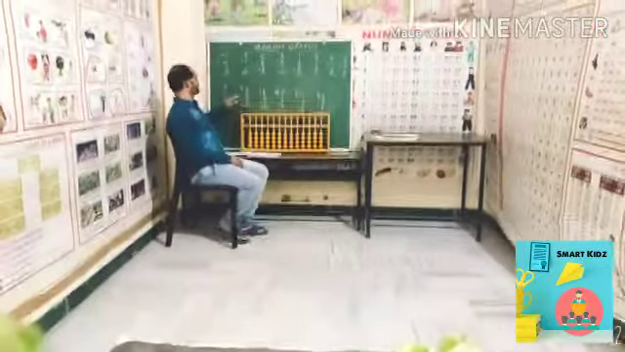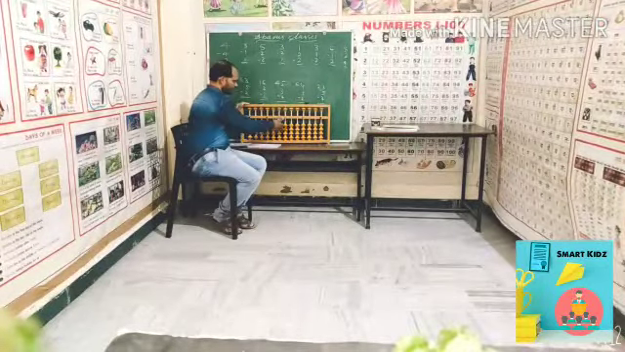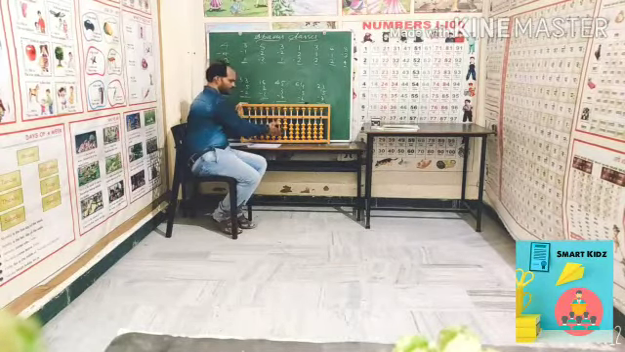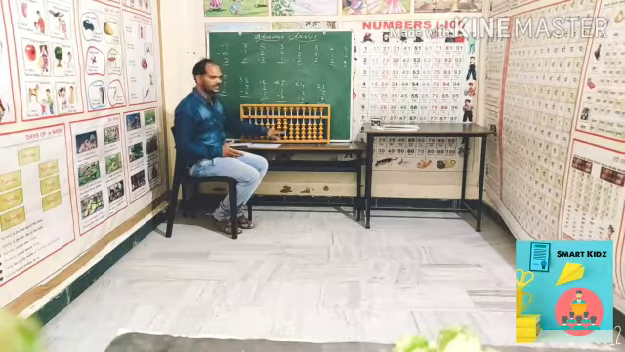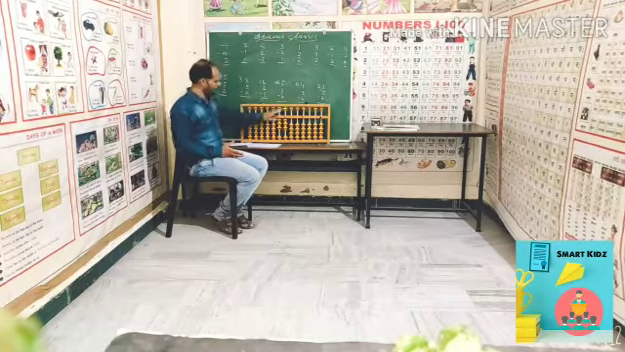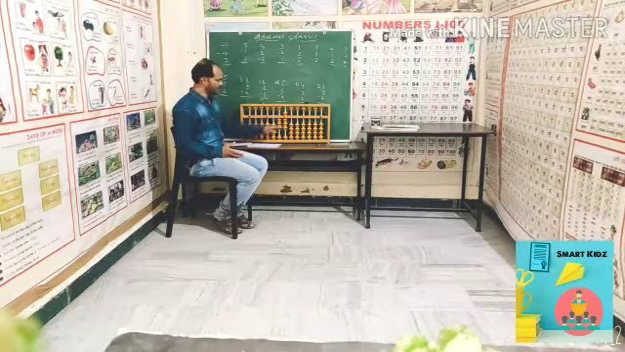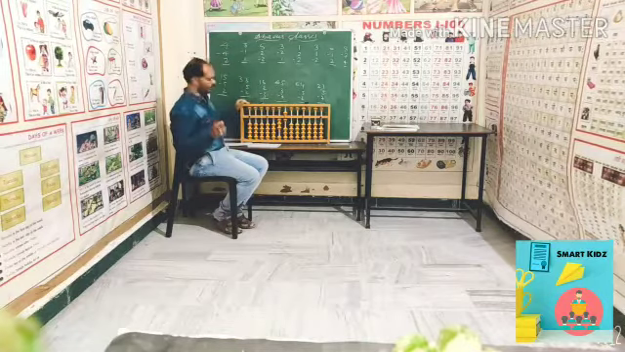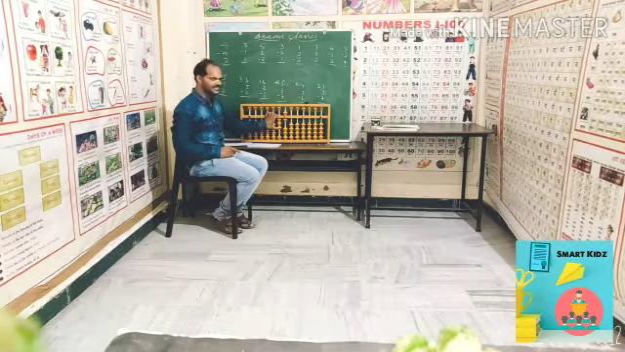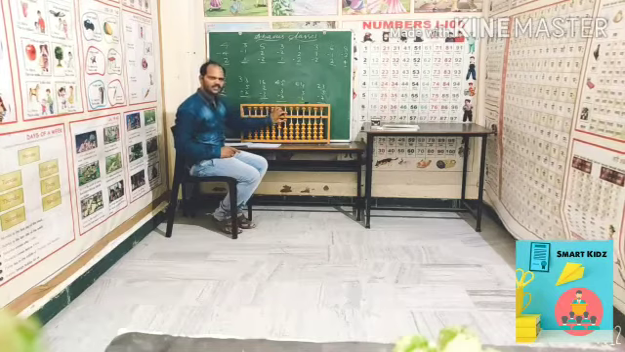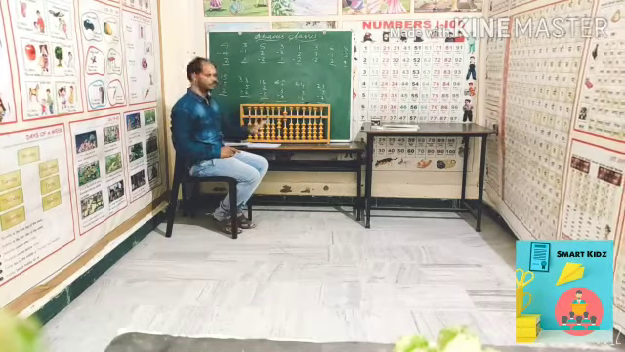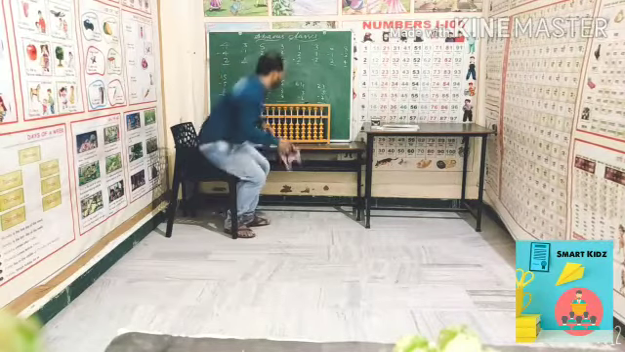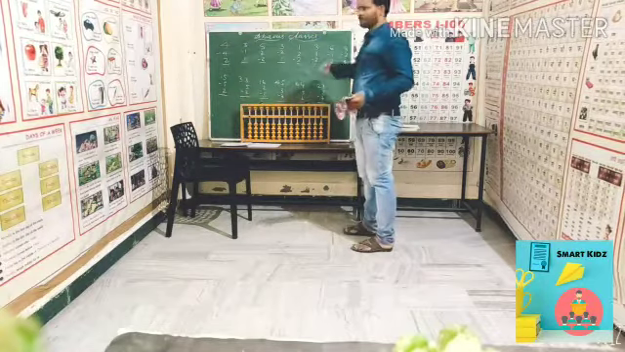For example, I am taking the test number 33. 3 on the units rod, 3 on the tens rod. This is equal to 33. Now you can see 5. So add 5. Now its answer is 38. Now minus 2. Put down 2 beads. Now you can see 3 on the tens rod and on the units rod 6. This is equal to 36. Okay. So these are the examples. You practice at home.